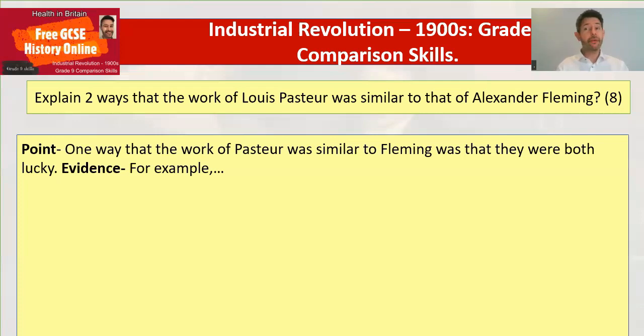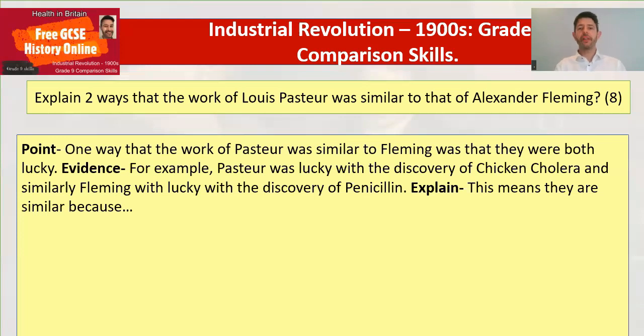So, for example, so now we need an example, each of them being lucky. Try and use that word similarly to draw out the luck idea. So pause and give it a go. If you're doing a different idea, that's fine. Give your examples. So, for example, Pasteur was lucky with the discovery of chicken cholera, and similarly, Fleming was lucky with the discovery of penicillin. I've not gone into much depth there because I'm going to explain the depth in my next step. So I don't want to give lots of content in the evidence and then I'm repeating myself in explanation, or I feel, oh my God, I can't write that twice. And you end up crossing things out.